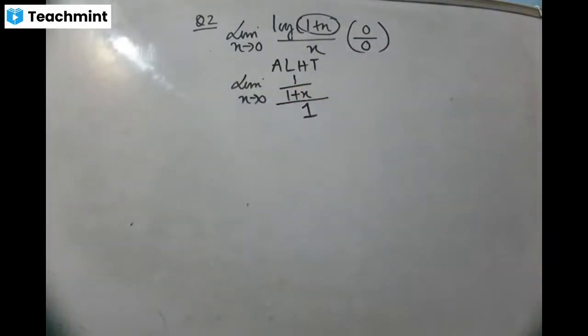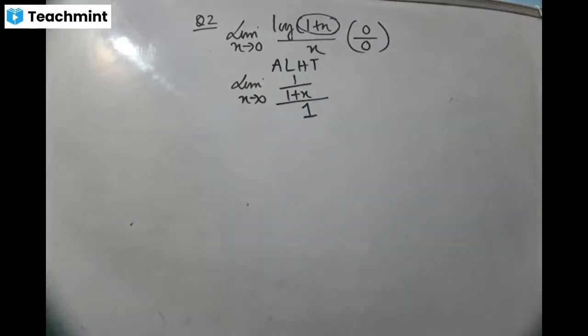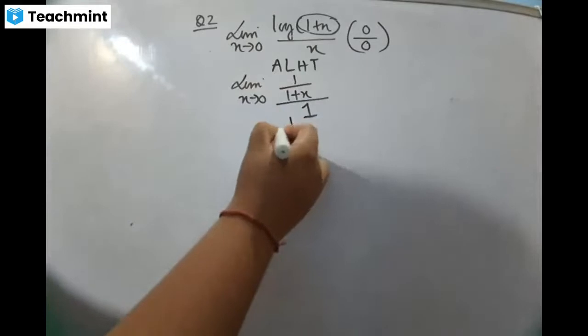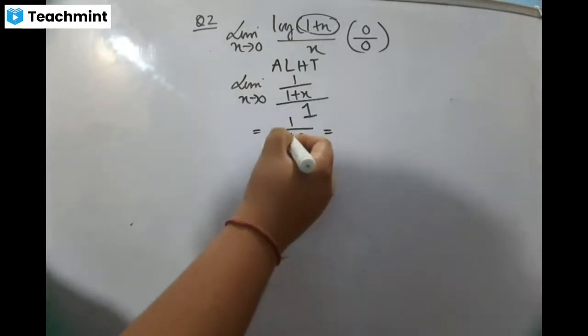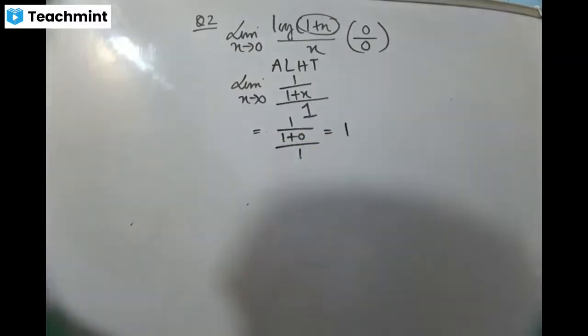See, you have successfully applied L'Hospital's theorem, and you see that you are getting 1 in the denominator. That means no more 0 in the denominator. So this is it. Now just remove the limit and put the value. What do you get? 1 plus 0 divided by 1. 1 plus 0 is 1, 1 divided by 1 is 1. So the correct option is 1. This is how you are going to get questions. Not that difficult, but you need to understand the concept.